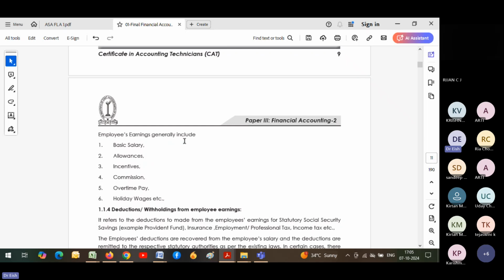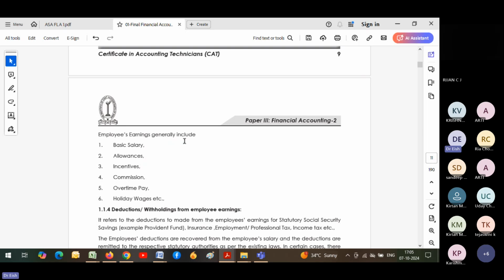Conveyance allowance, you get. Medical allowance, you get. Furnishing allowance, you will get. And some companies have the policy of giving flexible allowances. So depending upon the salary, the person will get the allowances.